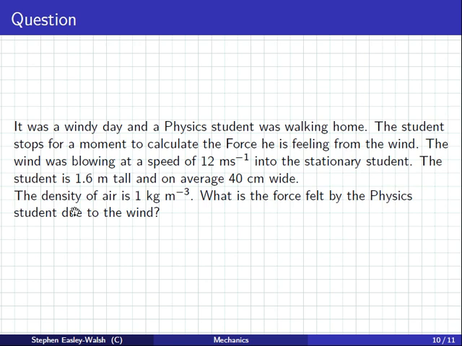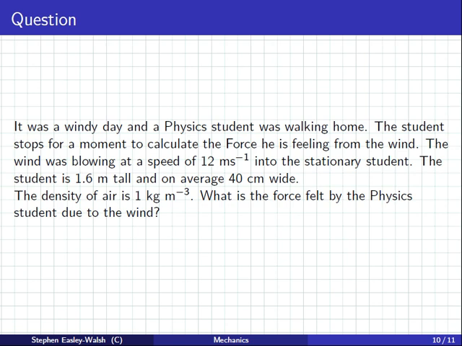Now, here's a very hard question. It was on the exam many years ago. It was a windy day and a physics student was walking home. The student stopped for a moment to calculate the force he is feeling from the wind. The wind was blowing at a speed of 12 meters per second into the stationary student. The student is 1.6 meters tall and on average 40 centimeters wide. The density of air is 1 kilogram per meter cubed. What is the force felt by the physics student due to the wind?